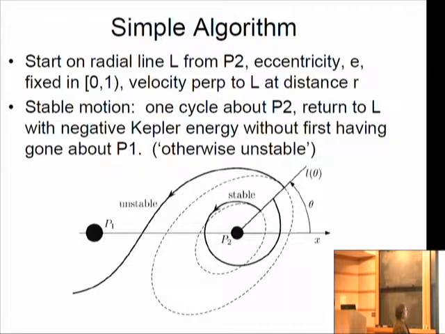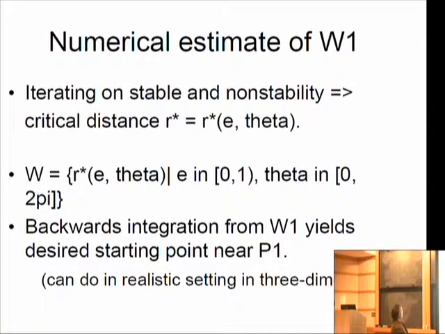So what you do is you iterate between stable and unstable, and you find there's a critical distance depending on the eccentricity and the angle where this occurs. And when I did this back in '86, I just found this one distance here. Now, this recent work I'll mention shortly is a much more complicated thing, but at this time I found this one distance given these parameters. So the weak stability boundary is defined by the locus of these as e varies in 0, 1 and theta between 0 and 2 pi.